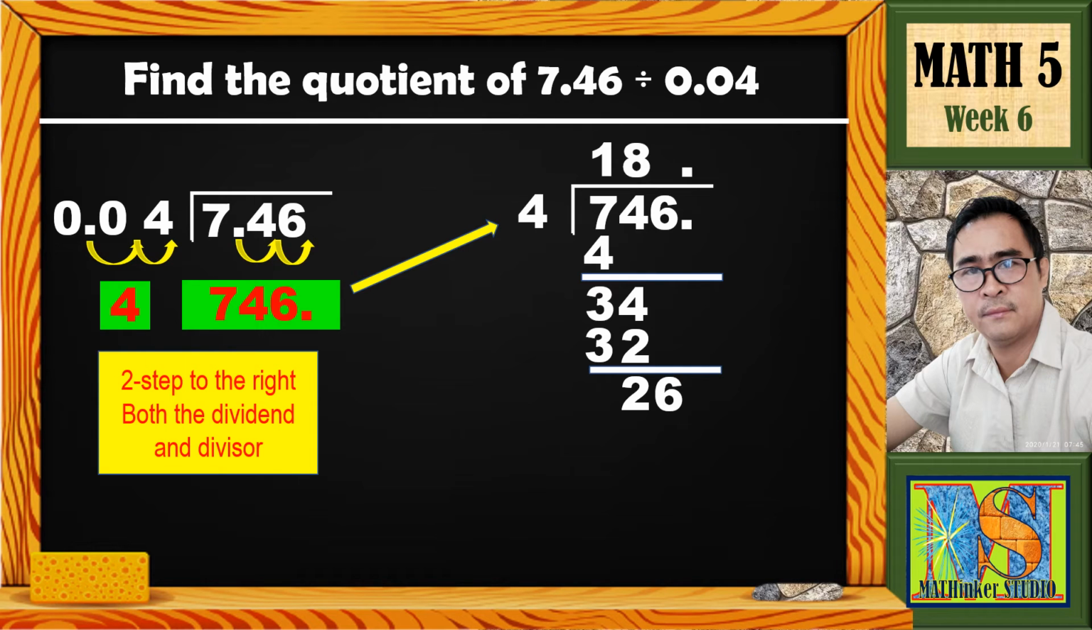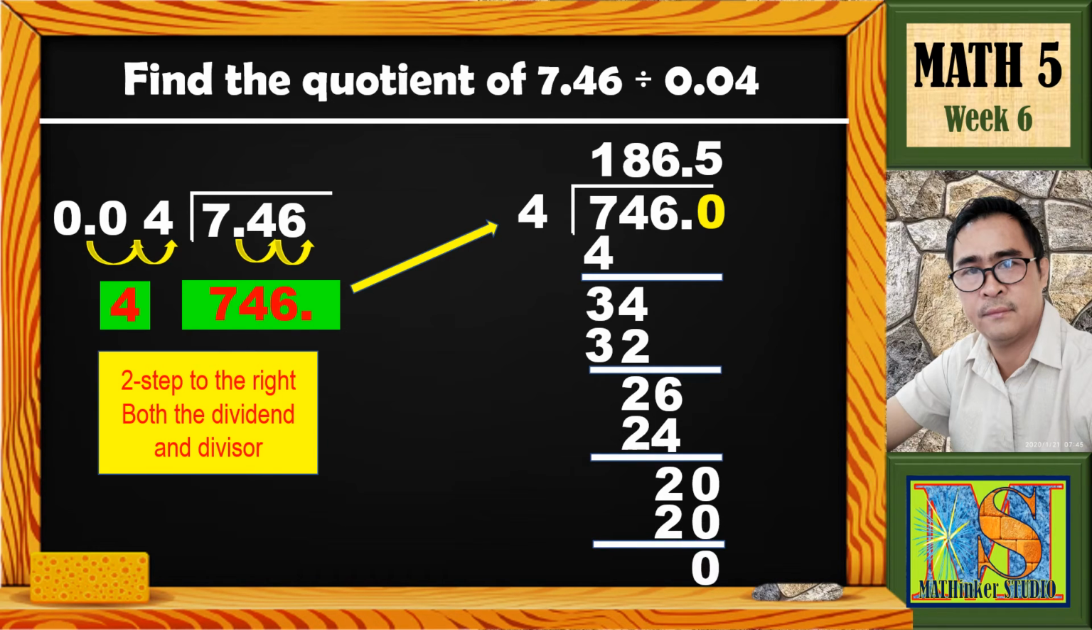Then, bring down 6. 26 divided by 4 is equal to 6. Then, 6 times 4 is equal to 24. Then, let us subtract. 6 minus 4 is equal to 2. Okay? So, 2 ay hindi pwedeng i-divide sa 4. Magdagdag tayo ngayon ng 0 sa dulo ng dividend. Ibababa natin ito. Then, ituloy lang natin ang division. So, 20 divided by 4 is equal to 5. Then, 5 times 4 is equal to 20. And the difference is 0. Okay? Next.